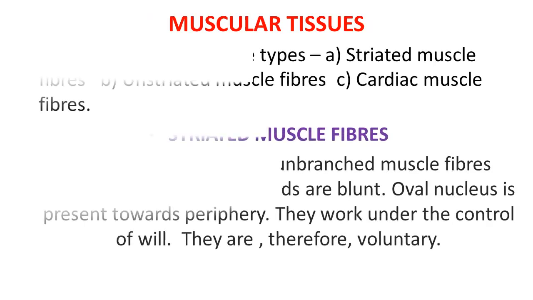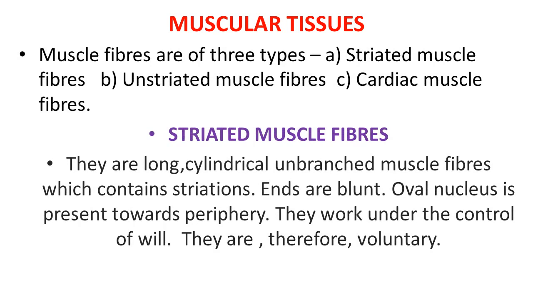Now coming to the categories of the muscular tissues. Muscular tissues are categorized into three major types depending upon the structure and shape. They are striated muscle fibers, unstriated muscle fibers, and cardiac muscle fibers. Striated muscle fibers, as the name indicates, have striations, which means they have stripes, they have bands. Because of the presence of those bands or striations, we call them striated muscle fibers.